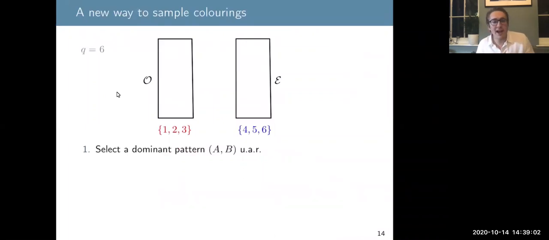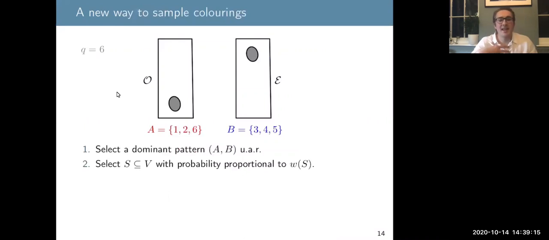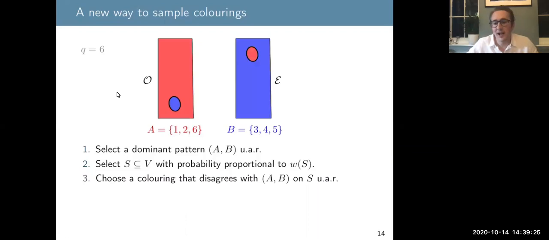First, I want you to select a dominant pattern uniformly at random. So maybe we land on this one here, 1, 2, 6, 3, 4, 5. Okay, and once we've selected that, I want you to select a set S with probability proportional to this weight, which we defined on the previous slide, this entropy cost. And then I just want you to uniformly pick a coloring that disagrees with AB precisely on S.